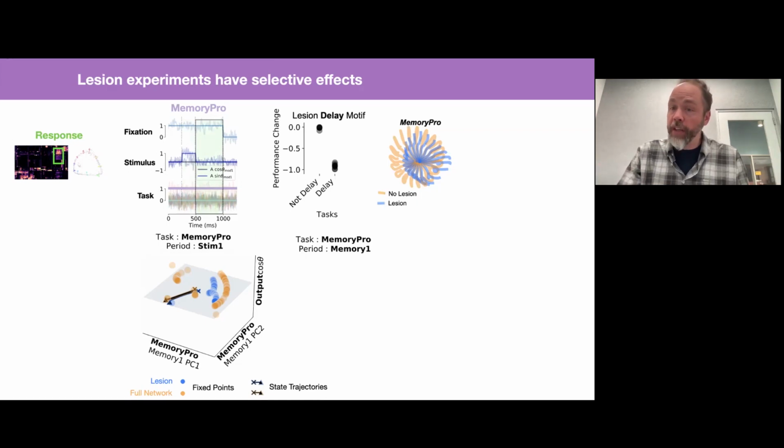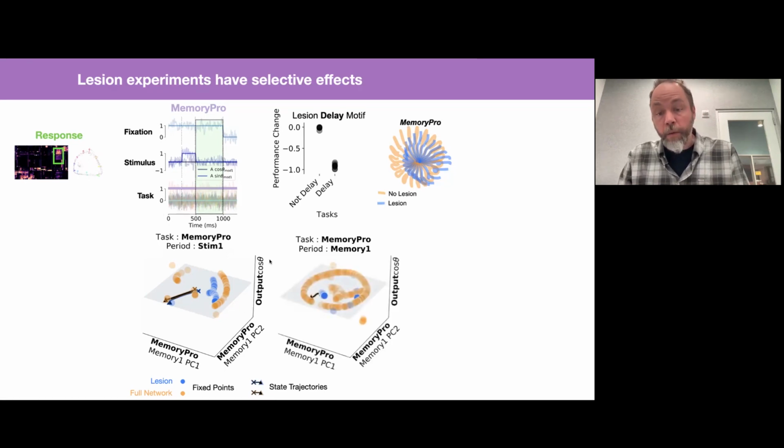Remember, we've lesioned the thing that we think is the ring attractor. We've lesioned this group of units, and so now you can see that the full network still has this beautiful ring, but the ring structure has just been destroyed by lesioning these units. So it should be no surprise it can't remember anything.